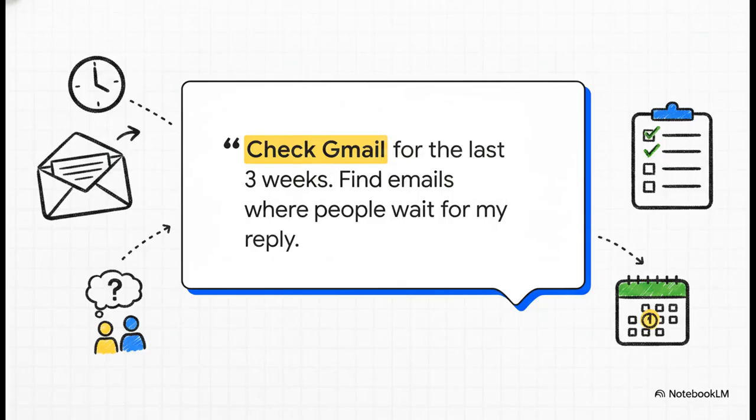And this just brilliantly illustrates the power of those basic connections. Once your Gmail is synced up, you can give your agent a prompt exactly like this. Check Gmail for the last 3 weeks. Find emails where people are waiting for my reply, emails with tasks and deadlines.